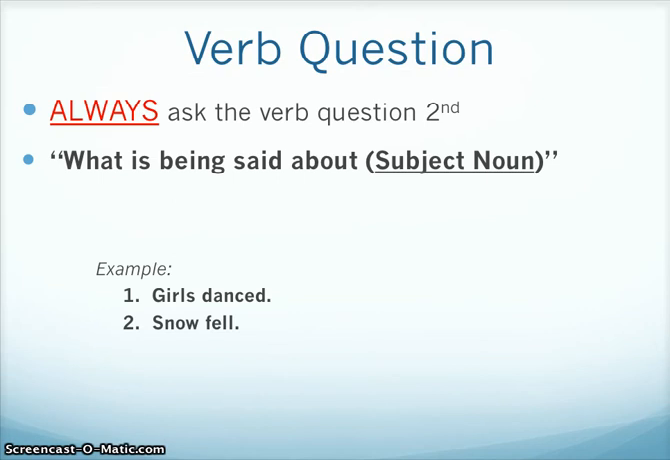In example number 2, snow fell, we would have asked the subject question, what fell? And we would have answered snow and identified our subject noun. And so our verb question would be, what is being said about snow? And the answer, of course, would be fell. And we would have identified our verb. And that is the basics that you need to know for the question-answer flow. And we are now ready to tackle some sentences on our own.